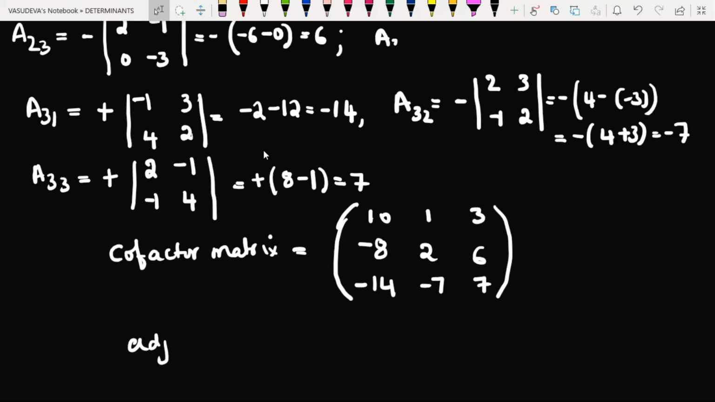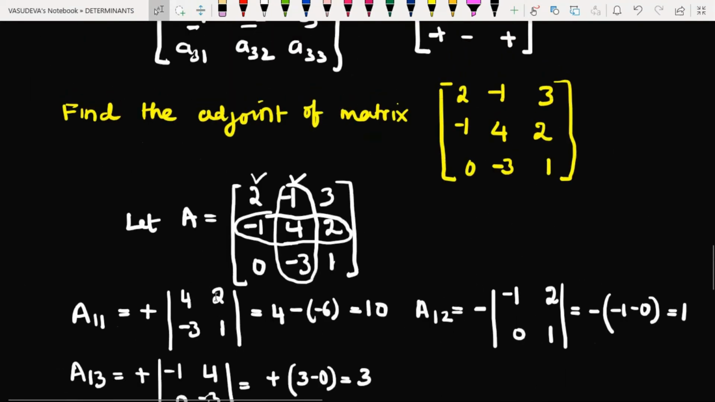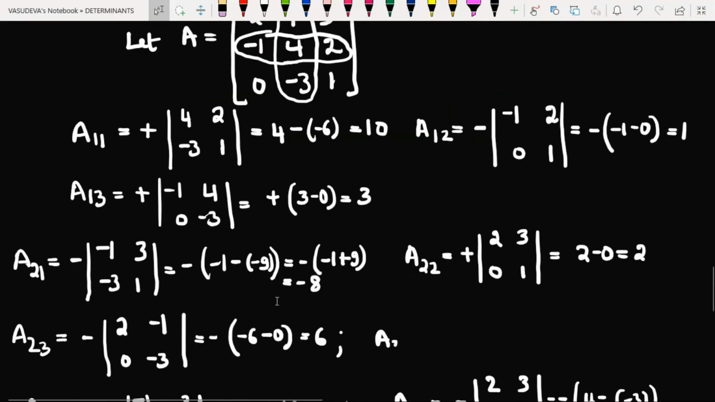Now the adjoint of A is the transpose of this matrix, that is 10, 1, 3, then minus 8, 2, 6, then minus 14, minus 7, 7. So this is the adjoint of the matrix. We can write the adjoint of A directly by taking the cofactor elements column wise. Instead of writing horizontally, if you write vertically, you will get the adjoint of A directly. So this is how we can find the adjoint of a matrix, by using minors and cofactors of the elements.